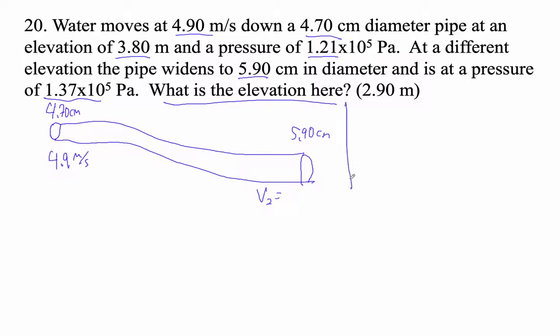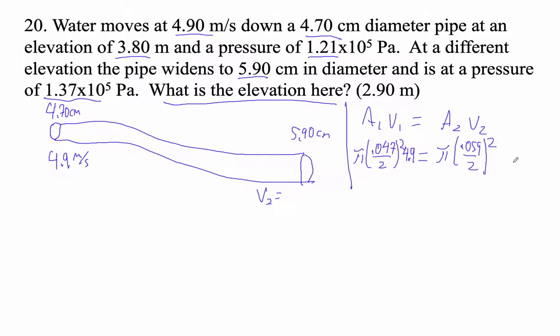Okay, so let's do that. So A1 V1 equals A2 V2. So pi times 0.047 divided by 2 squared, right? Times the velocity, 4.9. Just barely fit it in there, right? That's A1, this is A1 V1, right? Equals A2, which is pi times 0.059 over 2, because this is our diameter, right? You got to divide by 2. Squared times, we got to find the V, so V2.